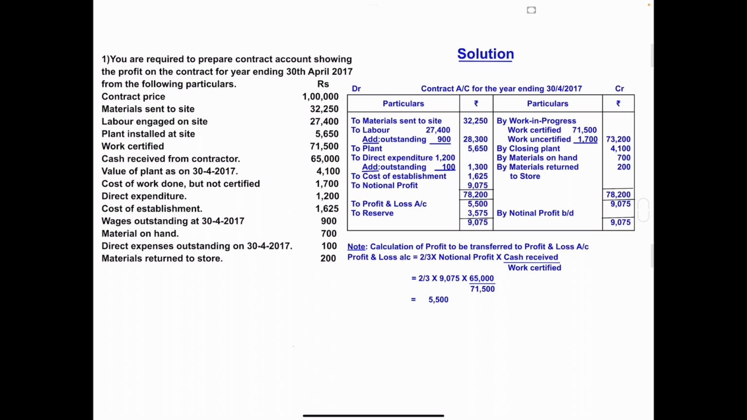Today we will solve a problem on contract costing, that is, preparing the contract account. We have already discussed the format of the contract account. Okay, let's start the problem on contract costing.